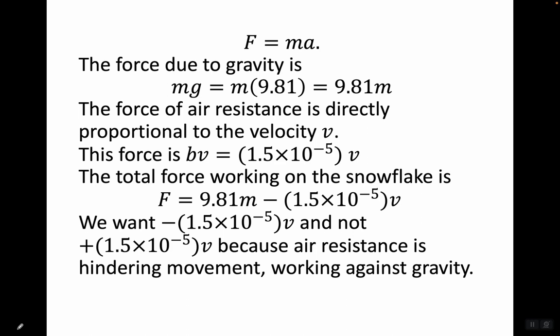The force of air resistance is directly proportional to the velocity v. So this force is going to be bv, that's 1.5 times 10 to the negative fifth v. The total force working on the snowflake is F equals 9.81 m minus 1.5 times 10 to the negative fifth v. Now notice, we want negative 1.5 times 10 to the negative fifth v and not positive. That's because air resistance is hindering movement. It's working against gravity. So if this is the force of gravity and this is the force of air resistance, they need to have opposite signs. Air resistance is hindering the work of gravity for a falling object.